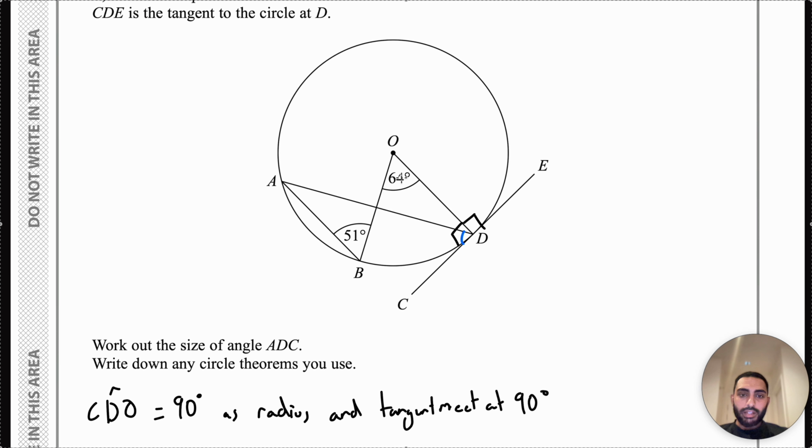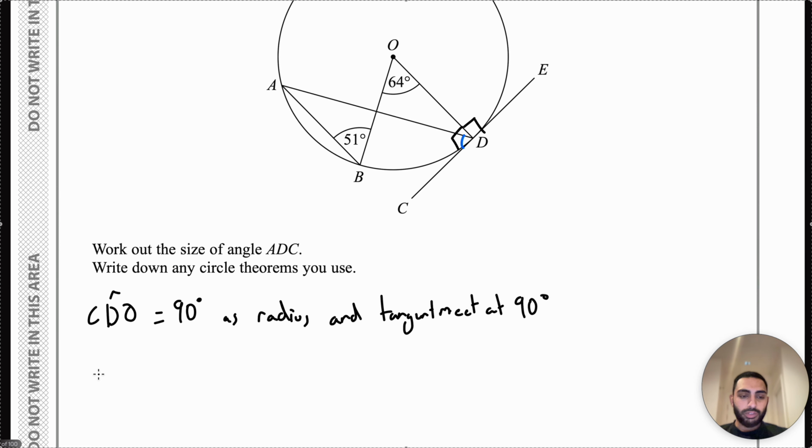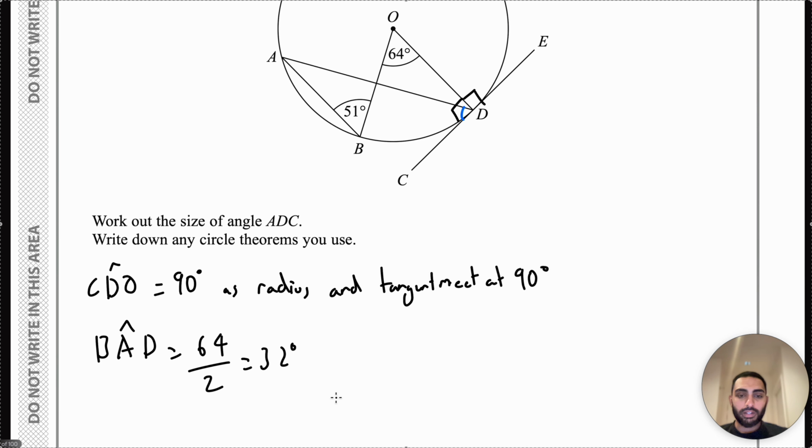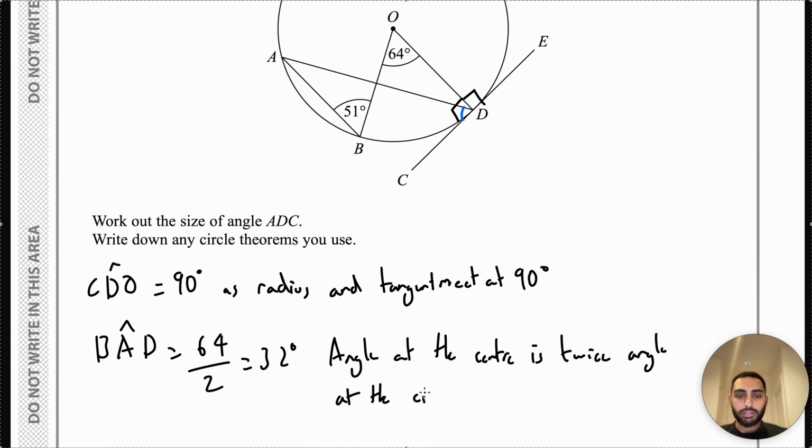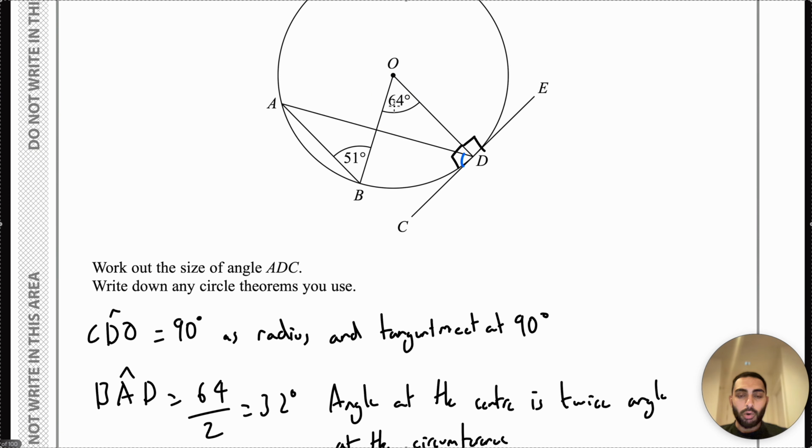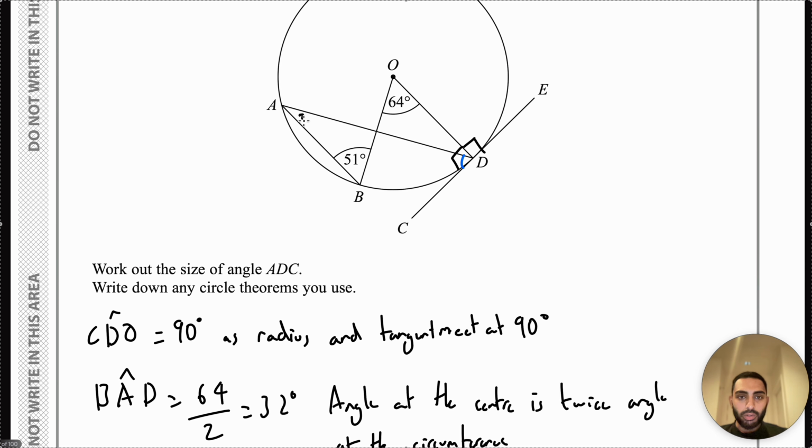Now I can see I've got an angle at the center and an angle at the circumference. So the angle at the center is twice the angle at the circumference. So 64 divided by 2, we're trying to work out BAD, which is equal to 64 divided by 2, which is 32. The reason for that is the angle at the center is twice the angle at the circumference. An easy way to remember it is if you think about the population of a city, the population will be more in the center of the city than at the edge. So let's label that one on as 32.